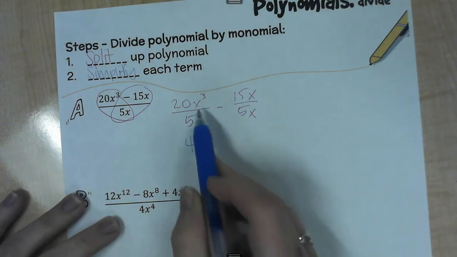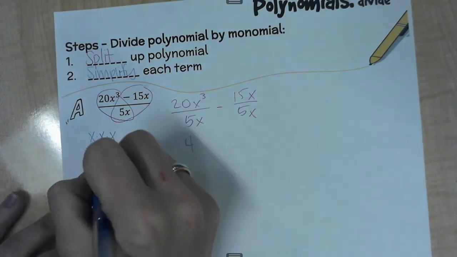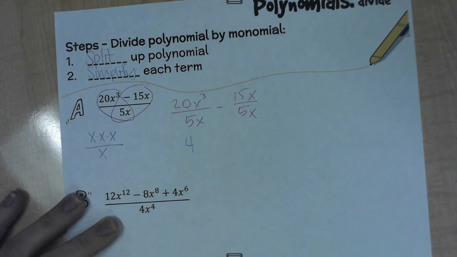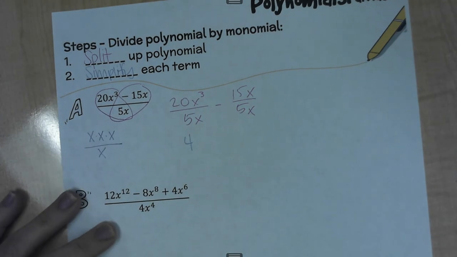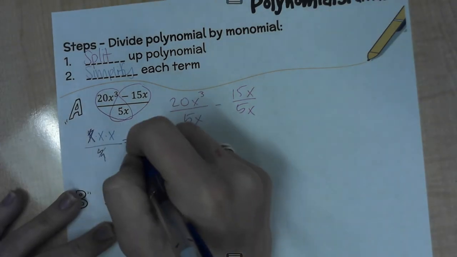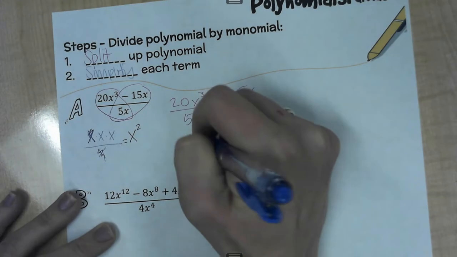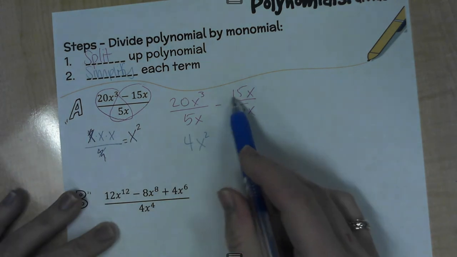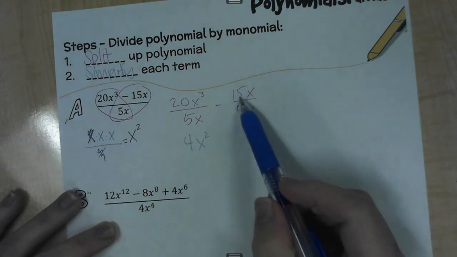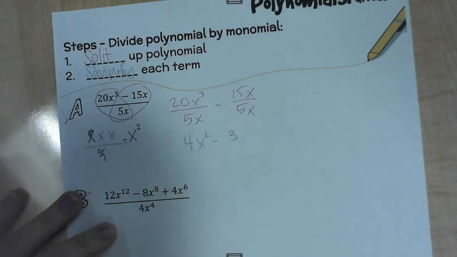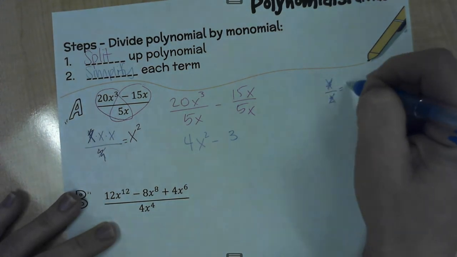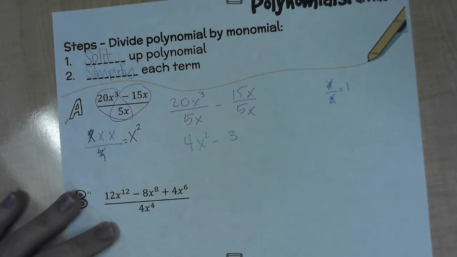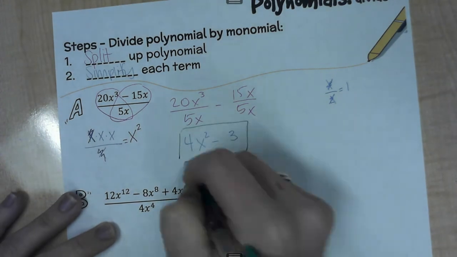Remember our variables. Up here at top, we've got x times x times x all over x. And remember what that means is that I can divide out similar common variables. So this can go away, and this can go away. And then at top, I'm left with just 2 x's, which is x squared. So here we've got 4x squared. And then same thing here. We've got 15 divided by 5, which is 3. And then our variables, we have x over x, and those cancel each other out, so we're just left with 1. So our answer is 4x squared minus 3.